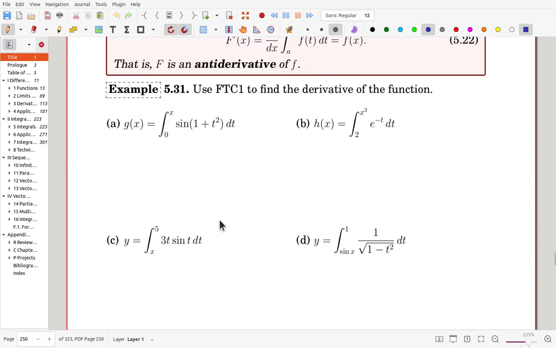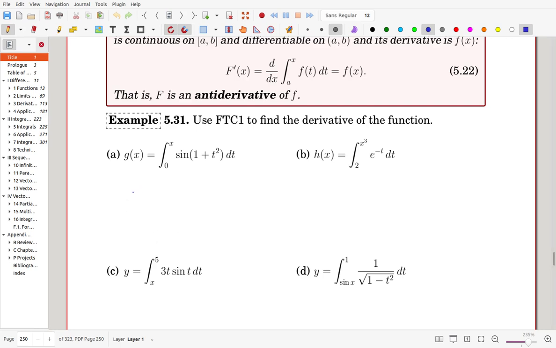Here, let's try to find the derivative of these functions by using the fundamental theorem of calculus part 1. For this one, g prime of x is directly sine of (1 plus x squared), where t is replaced by x. This is f of t, and that is now f of x.